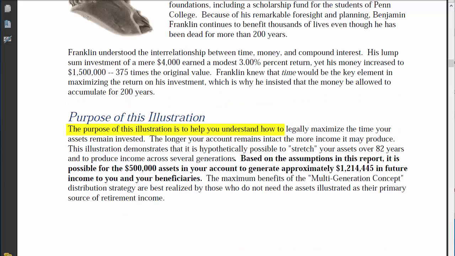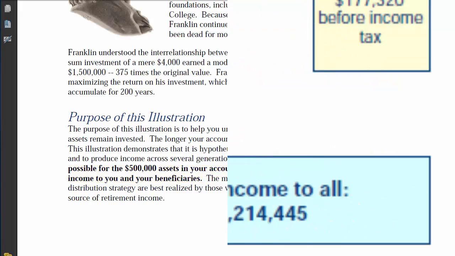The purpose of this illustration is to show you how you can stretch your assets over 82 years and produce income across several generations. Based on the assumptions in this report, it is possible for the $500,000 in assets in your account to generate approximately $1.2 million in future income to you and your beneficiaries.